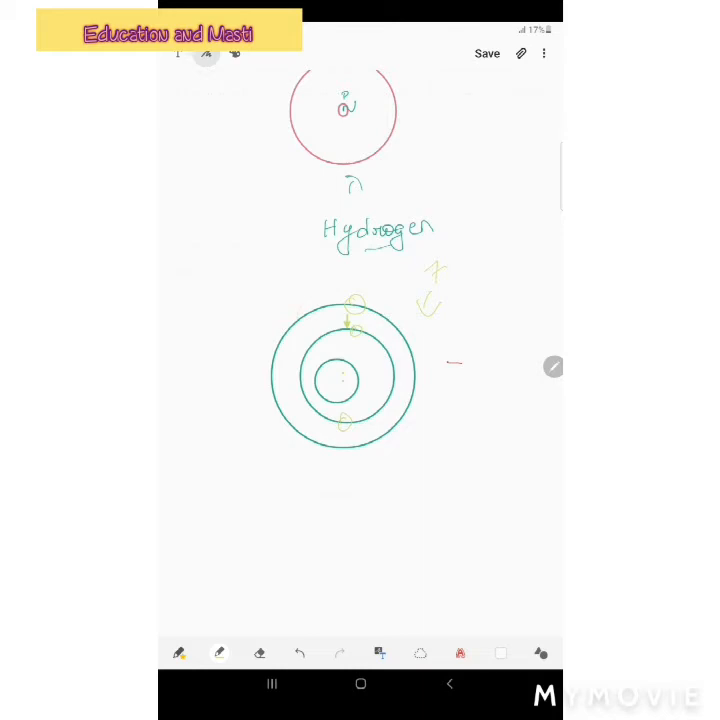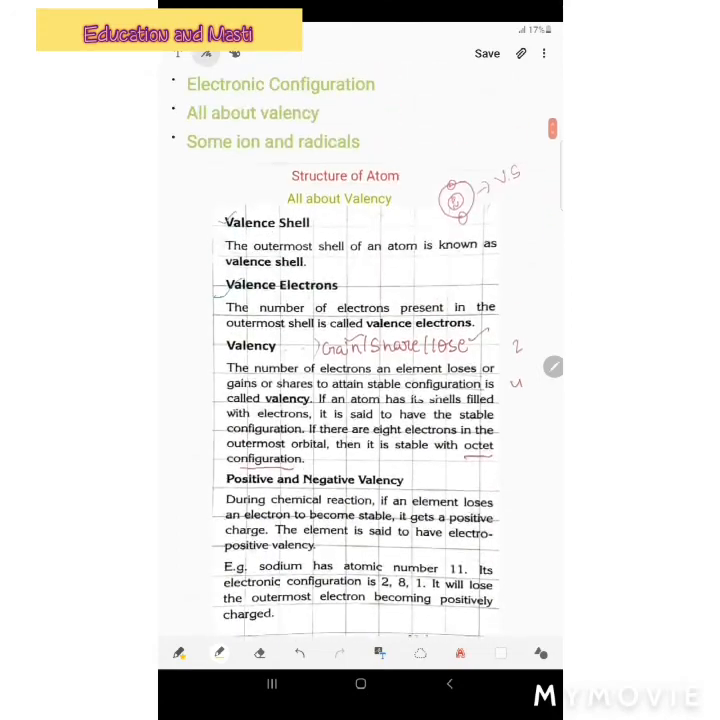And if there are, suppose, 1, 2, 3, 4, 5, 6, 7 electrons, will it lose 7 electrons or gain 1 electron? It will definitely gain 1 electron, and then it will become stable. Like that only we have to understand this thing.